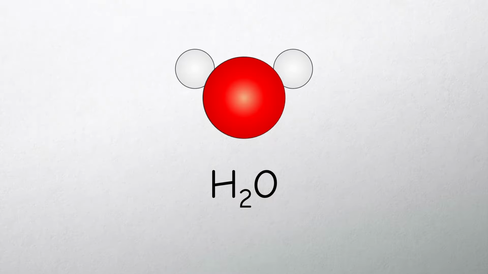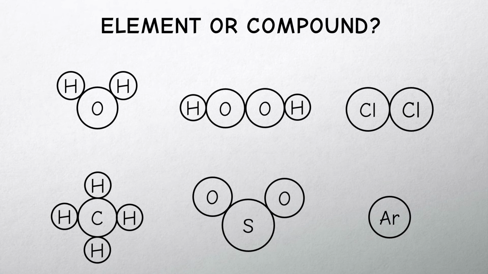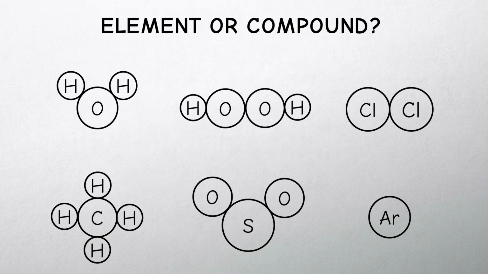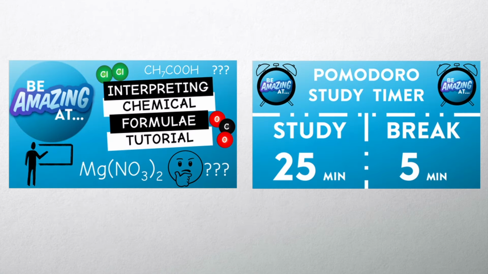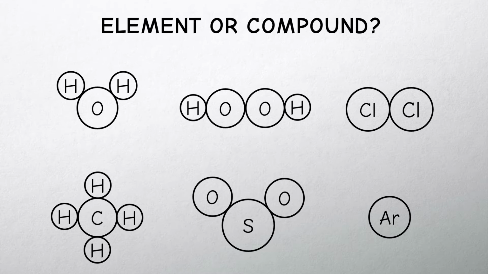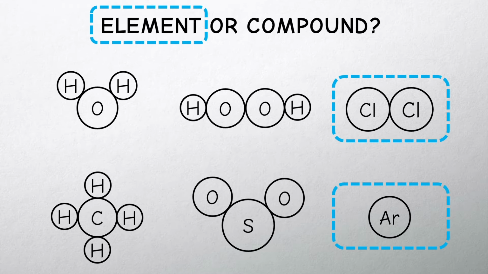And finally, which of these are elements and which ones are compounds? Pause the video to give yourself some thinking time. Interpreting formulae and naming compounds can be tricky, so if you want to revise it further, click on the link in the description below to a separate video. The elements are chlorine and argon. All the rest are compounds because they have different types of elements and the atoms are joined together.